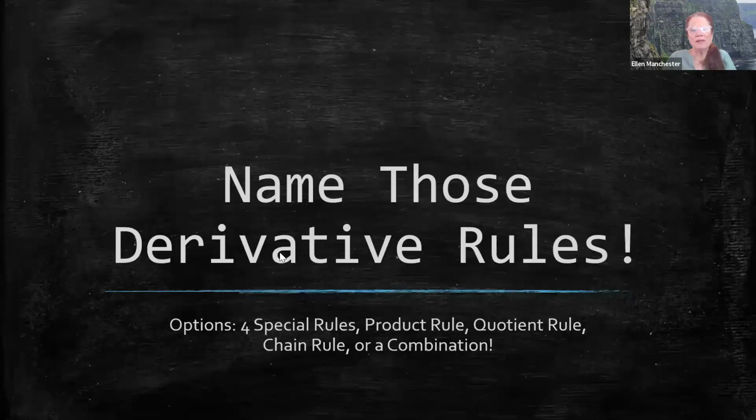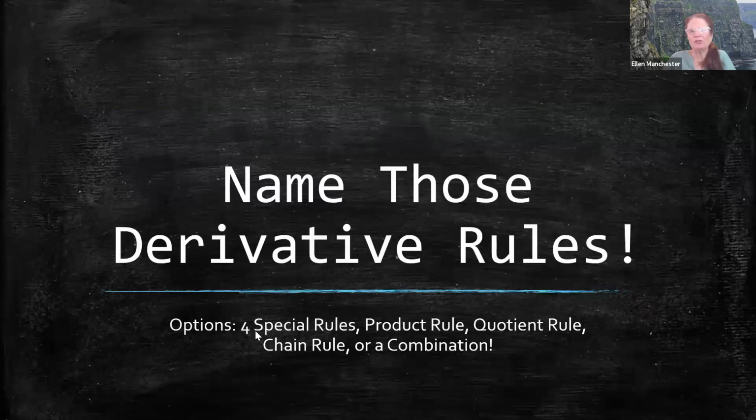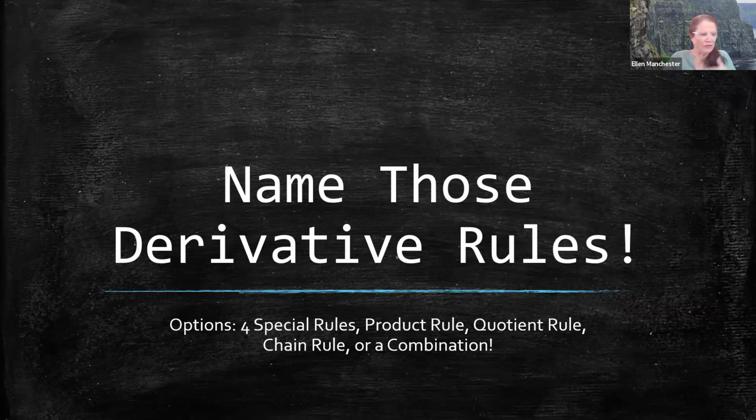Okay. So what that means is you have a few choices. You can use any of the 4 special rules, and hopefully you have your formula sheet in front of you so that you can refer to that. And then there's the product rule, the quotient rule, the chain rule, or a combination of them. Okay, so I'm just going to go down the line and ask you to identify. And if you need help, call in a friend, ask someone to help you out. But I think you guys will have it at this point. That's what I like to do, just make sure that we all got it.